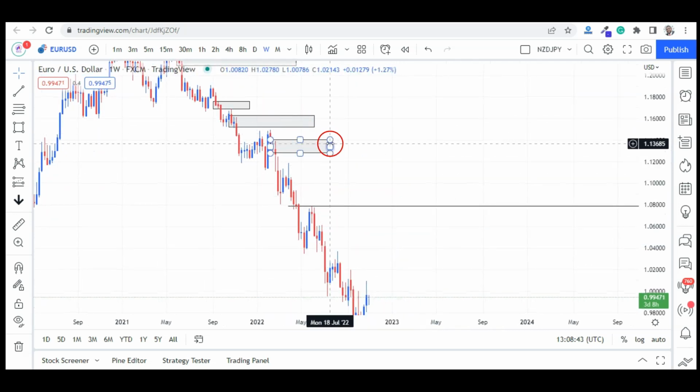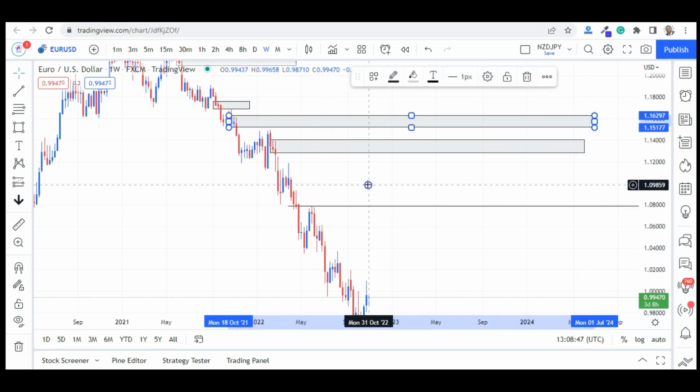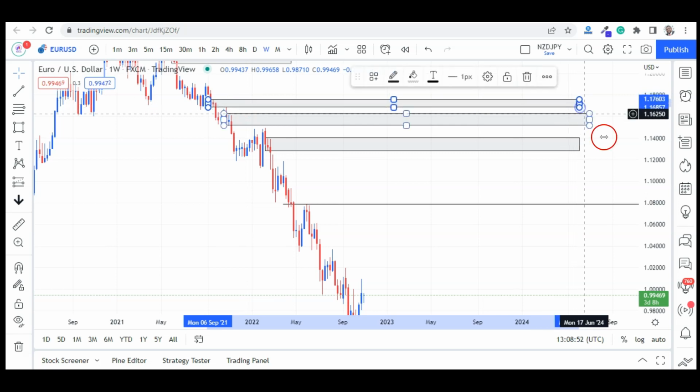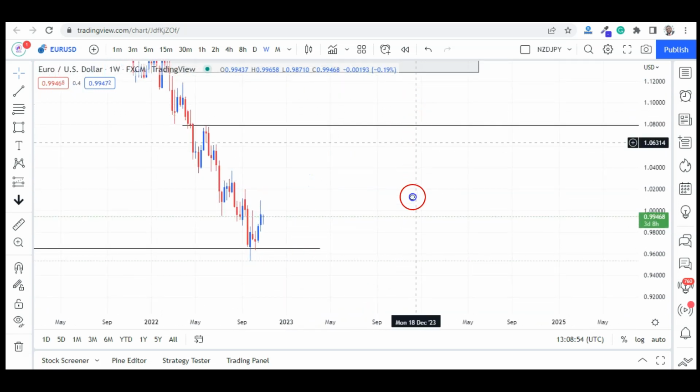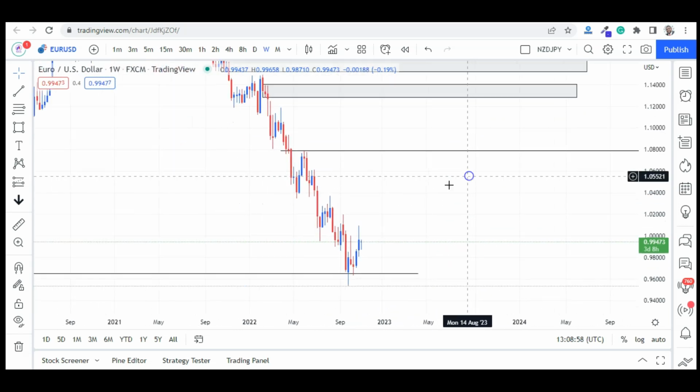So these are areas in the future, okay? Someone will say, oh, it has not been tested and it's no longer important. They are. These are levels in the future that you should be looking out for in case price comes towards that area, okay? These are areas where you see some reaction from the market.